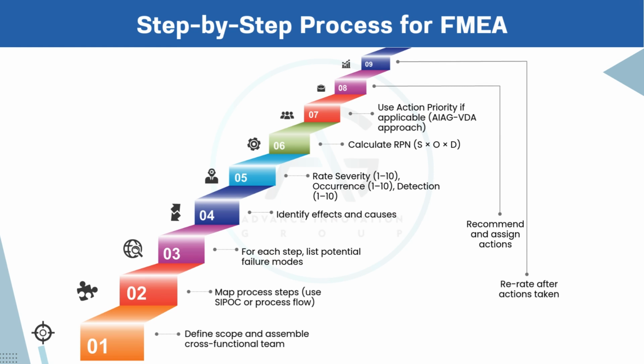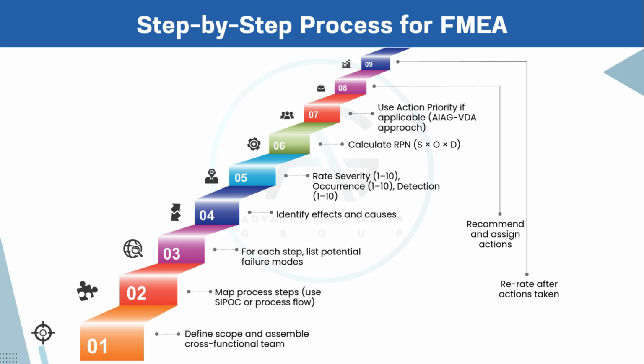Think of this like climbing a staircase. Each step builds upon the previous one and takes you closer to risk reduction and process reliability. Let's go through each step. Step 1. Define scope and assemble a cross-functional team. FMEA is a team-based activity. We begin by clearly defining the boundaries, what process, product, or system we are analyzing. We also assemble a team with diverse knowledge, engineering, quality, operations, and even customer-facing roles.